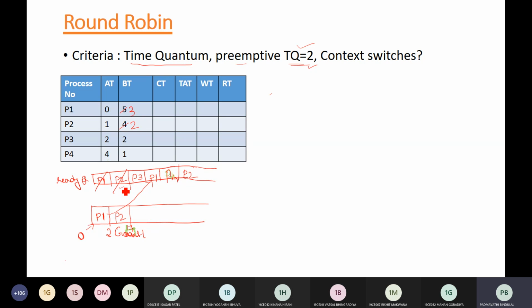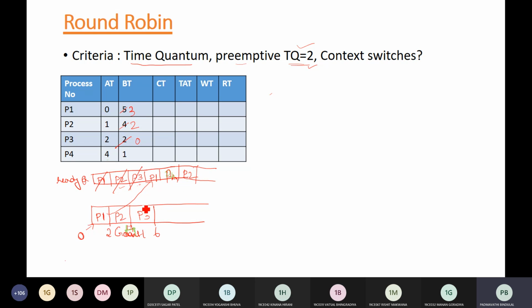So push the remaining part of P2 back into the ready queue. You removed it from here and executed it here. At the 4th second, you already have the P4 process in your process table, so you put it here and move the remaining part of P2 into your ready queue. Now the next process to execute in the ready queue is P3. P3 you again execute for exactly 2 seconds. So 4 plus 2 will be 6. Now P3's remaining burst time is 0, so there is no need to push P3 back into the ready queue because it has exhausted its burst time.